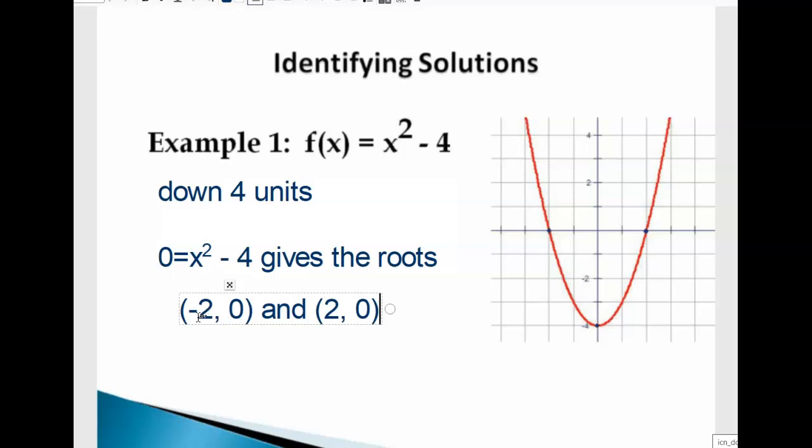You can check it by plugging -2 in. -2 squared is 4. 4 minus 4 is in fact 0. In section 3, we're going to talk about factoring this, so you might already be thinking that in your head, but that's section 3. For now, we're going to get it off of our graphs or from a table.